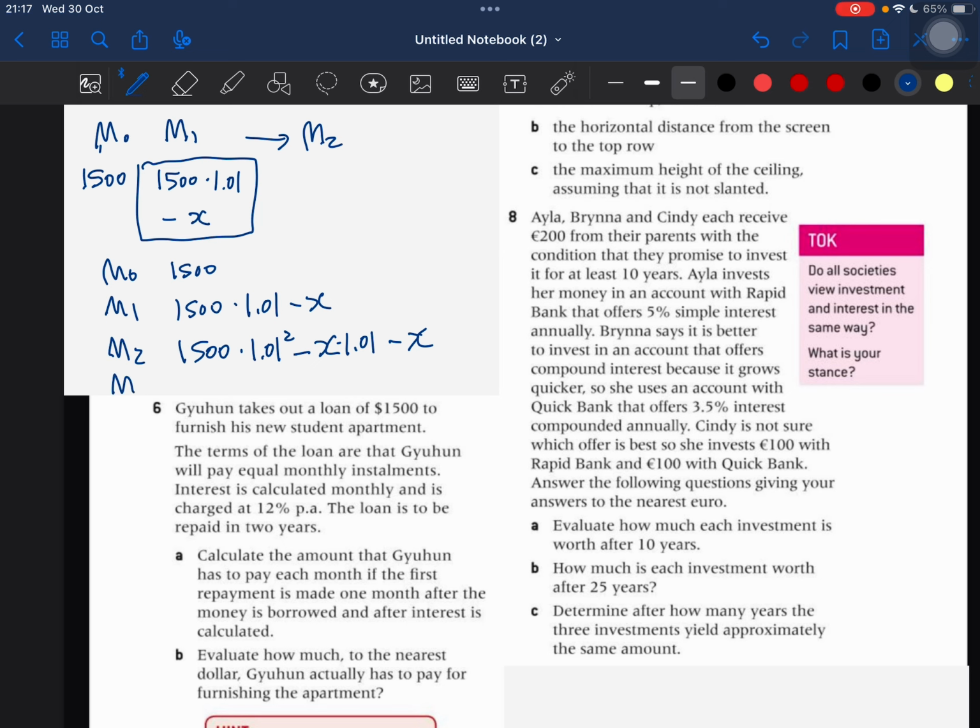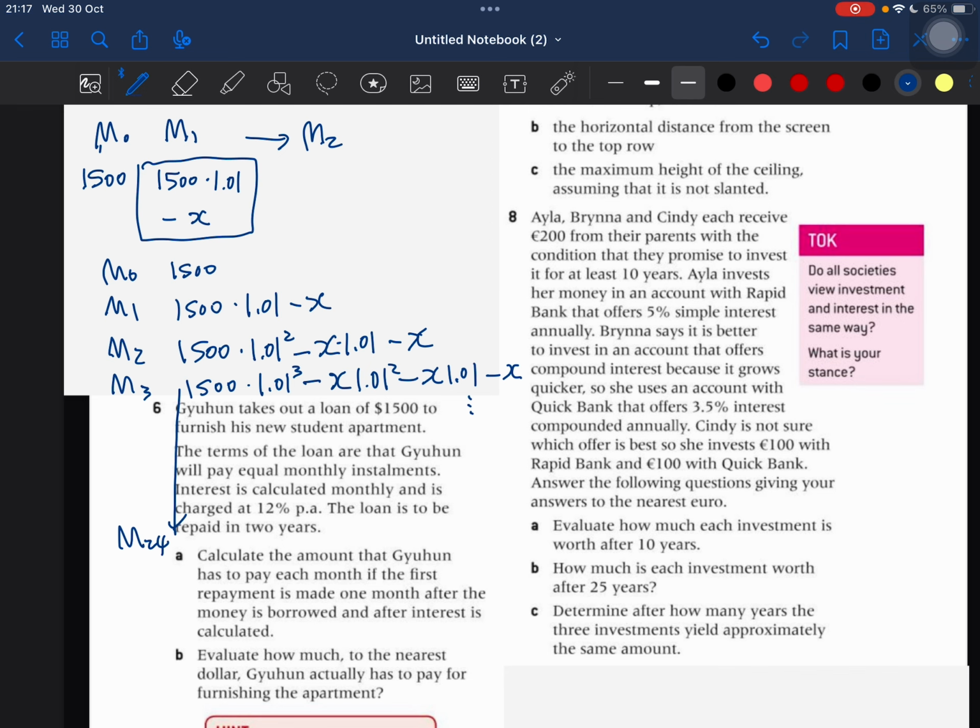So after I make the repayment, in month 3, all of this money changes in value again by 1%. So 1,500 times 1.01 to the power of 3, cubed, times 1.01 squared times 1.01, and another repayment, something like this. So now we can go to another, like the 24th month, 2 years.